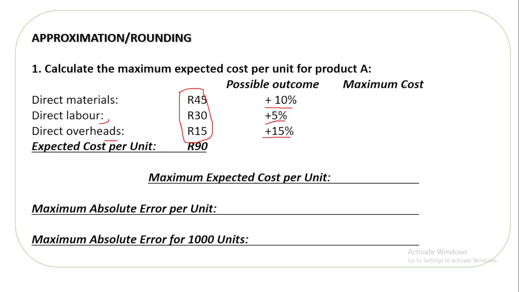To calculate the maximum cost, you're going to calculate the maximum expected cost per unit, which is the total of all the maximum costs that you're going to calculate. And then it says maximum absolute error per unit, so therefore it will be the same as this one. Then maximum absolute error for 1000 units will be your maximum cost per unit multiplied by 1000 units. So you need to calculate this and then get to this. So this is just basic mathematics in terms of addition and subtraction. That also includes your accuracy in terms of the possible outcomes.